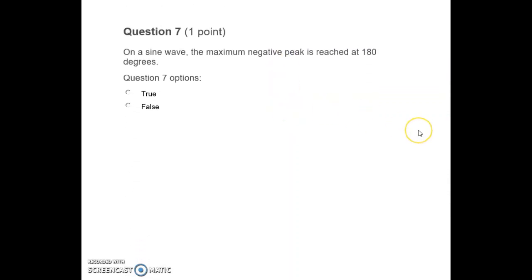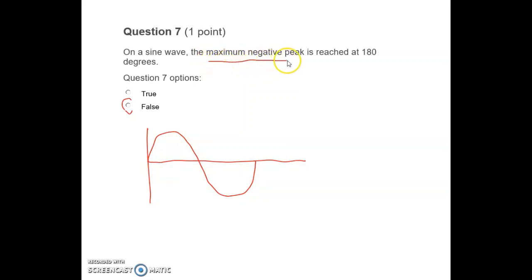Question 7. On a sine wave, the maximum negative peak is reached at 180 degrees. True or false? So that is a false statement. Let's take a look. It's looking for the maximum negative peak. That's this point right here.